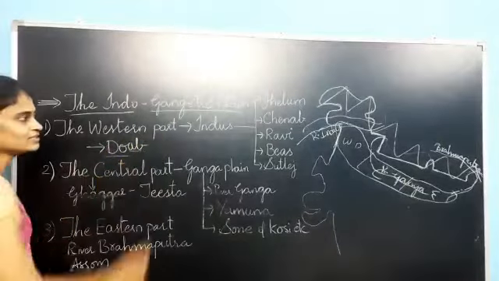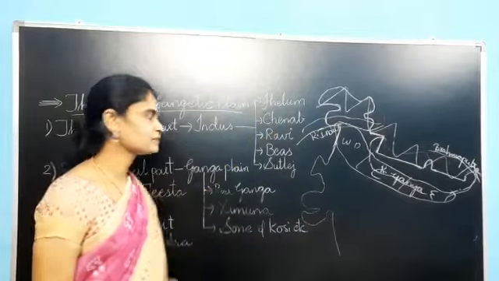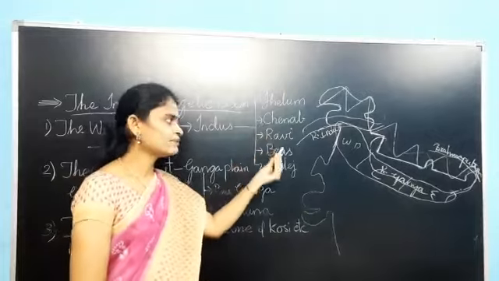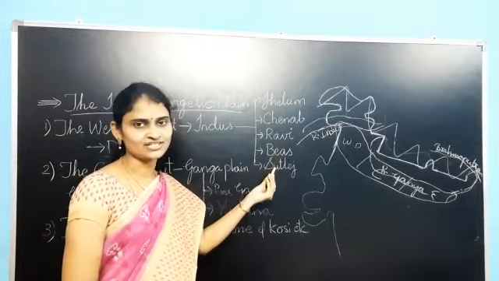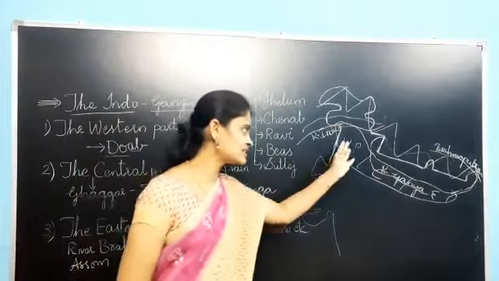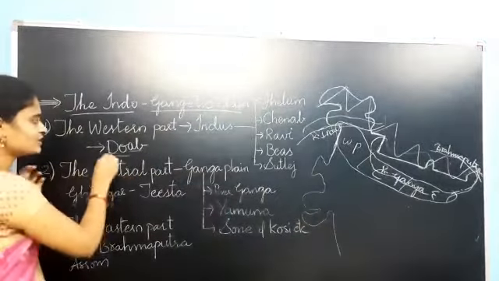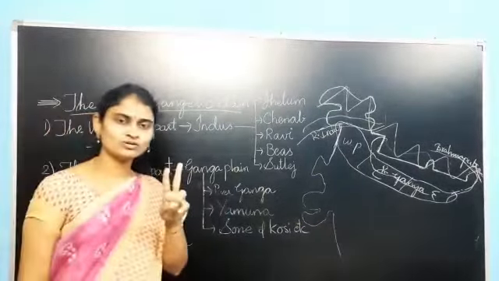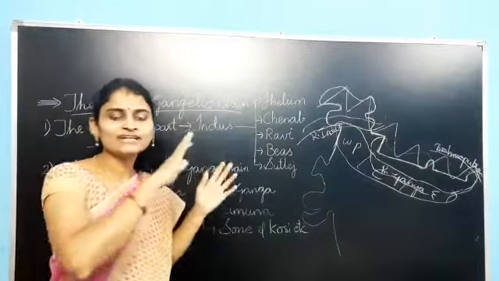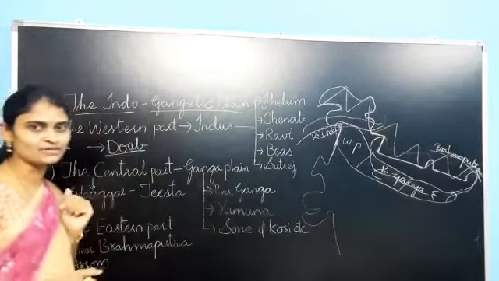The western part is formed due to river Indus and its tributaries. The tributaries of Indus are Jhelum, Chenab, Ravi, Beas and Sutlej. And there is one feature which dominates in this part, that is Doab. Children, Doab. Do means two, Ab means water. Between two rivers, fertile soils are formed. That is one of the features which dominates in the western part.